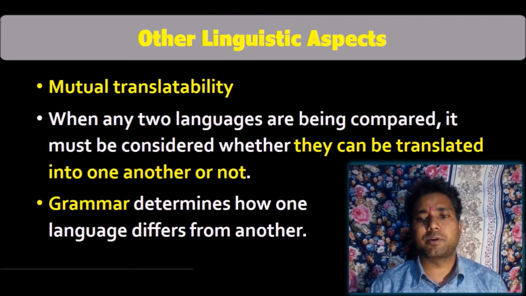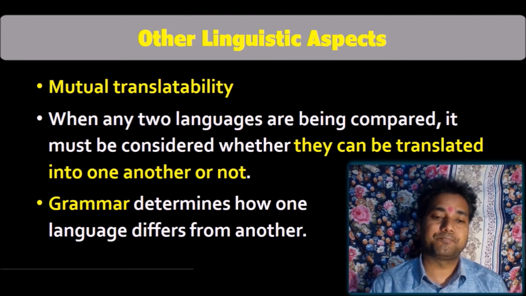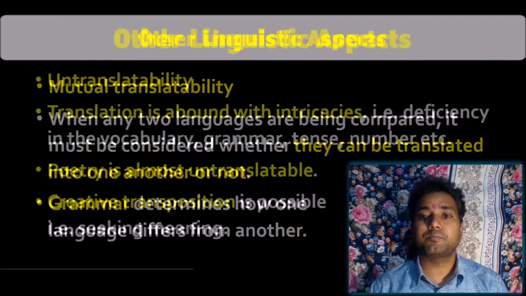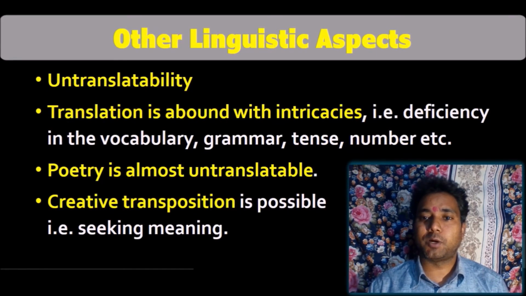For instance, Sanskrit grammar has a dual number system, but English or Nepali grammar lack this feature. Regarding the question of untranslatability, Jakobson points out that the practice and theory of translation is bound with intricacies and nuances. The deficiency in the vocabulary, grammar, tense, number, etc. makes translation a difficult enterprise.